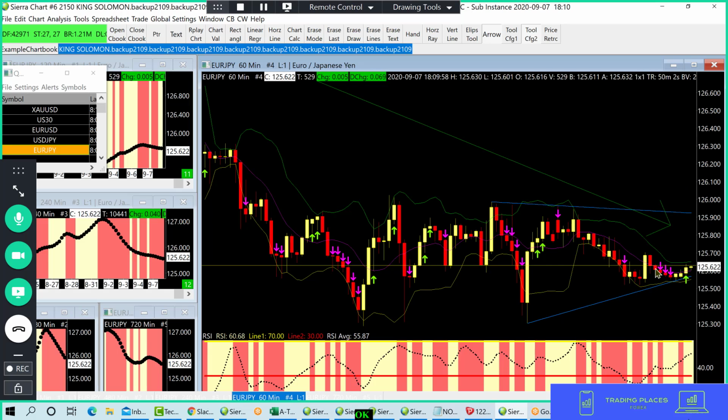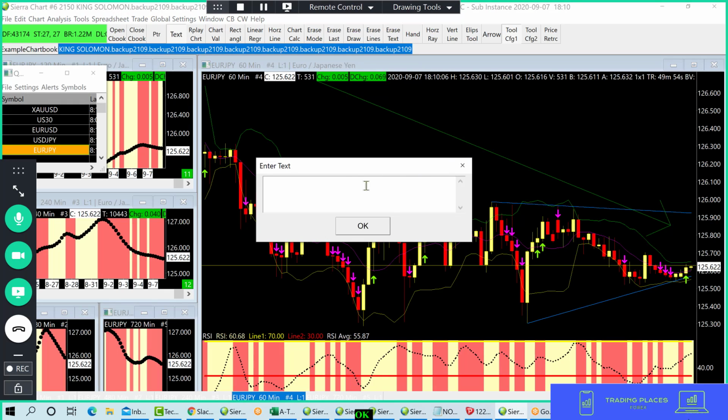Now, if we look back here, every time it broke this support line, it ran a little bit, but then it came back. So it's one of those where we wait and see. It's kind of in consolidation. Look at that. I'm just going to put: trade has potential to run long.